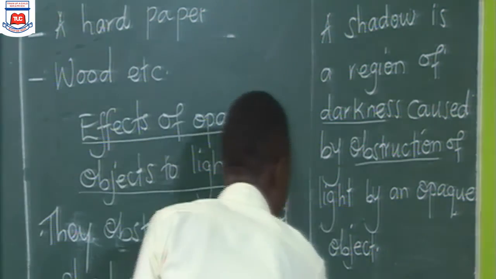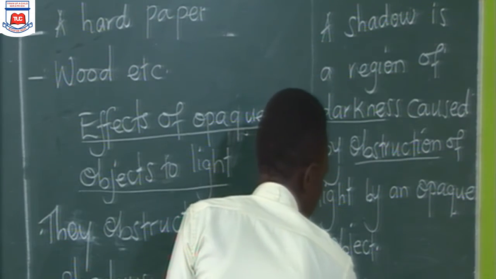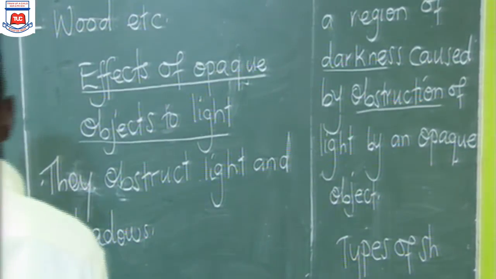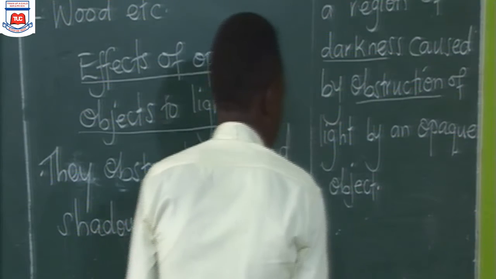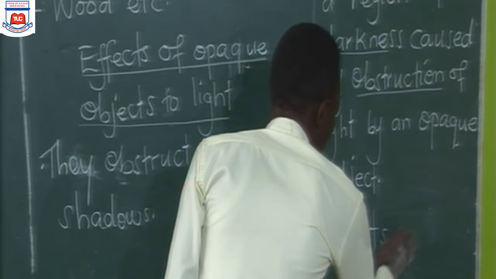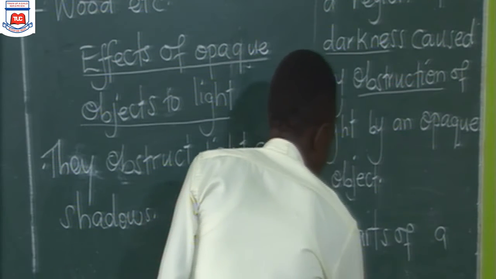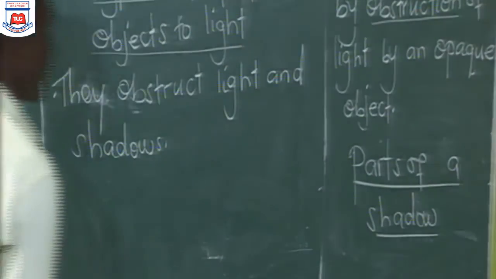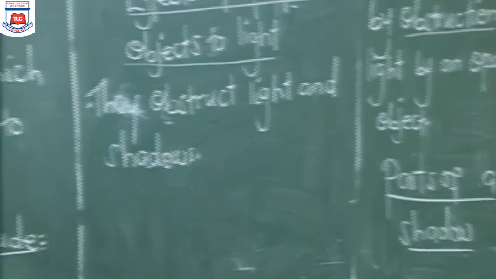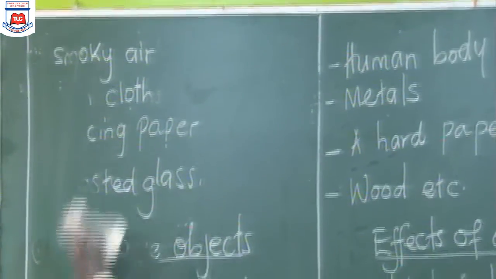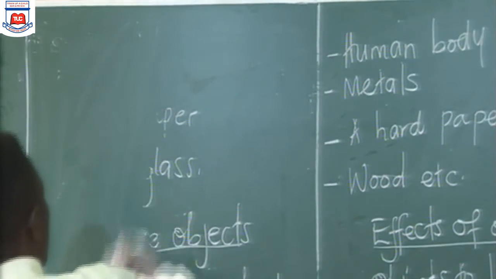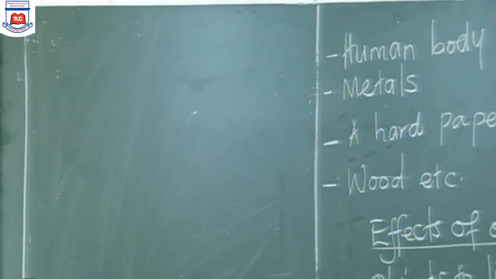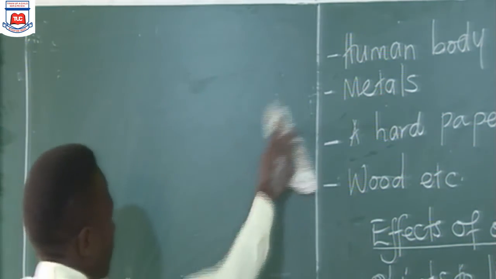Let's look at parts of a shadow. A shadow has got parts, and we would like to know these parts. What are these parts? A question may come in an exam: write down the two parts of a shadow.